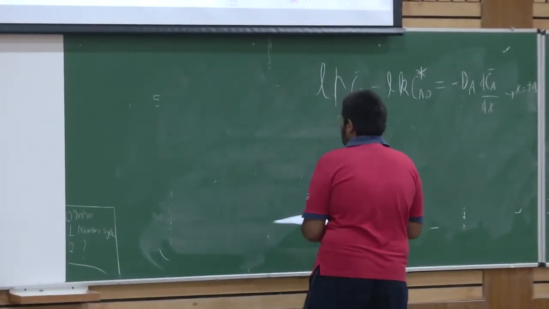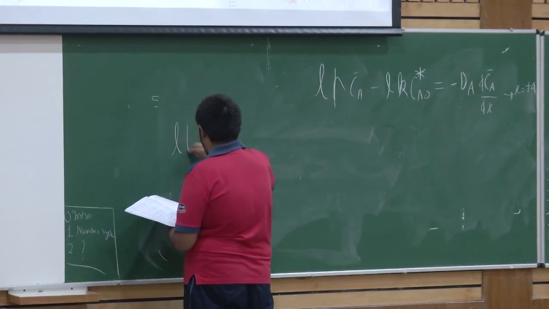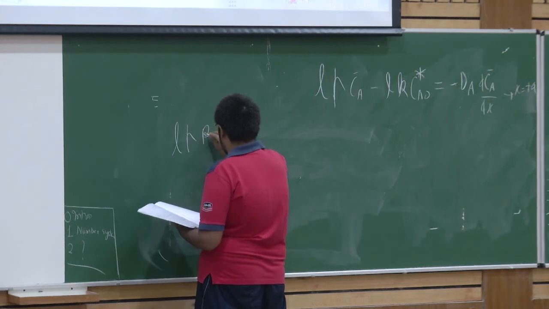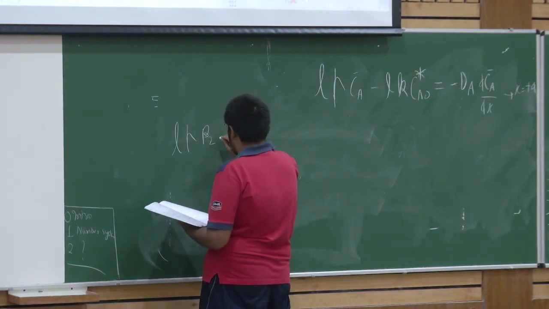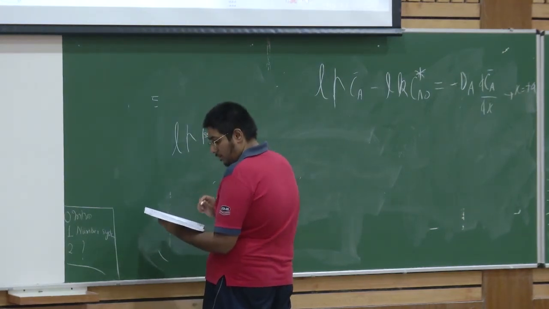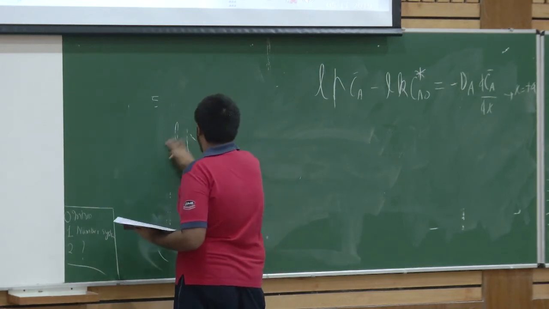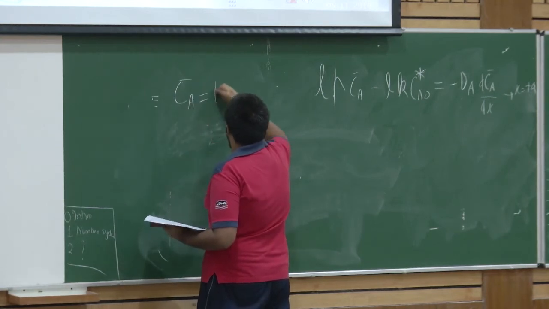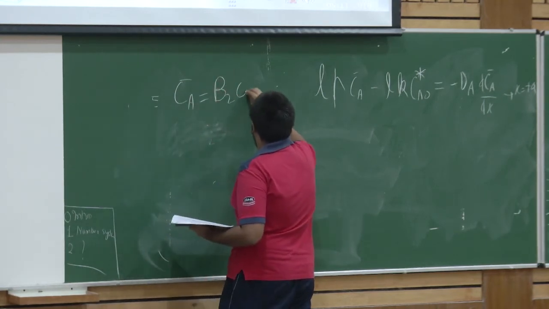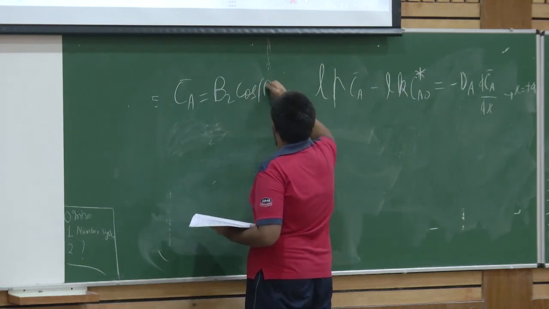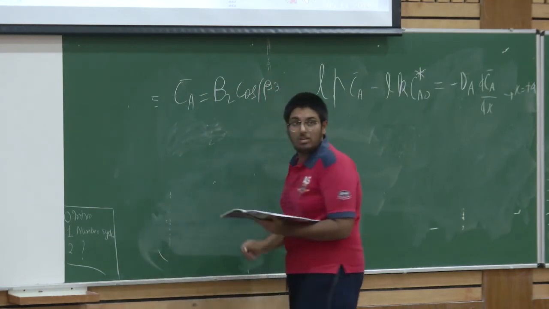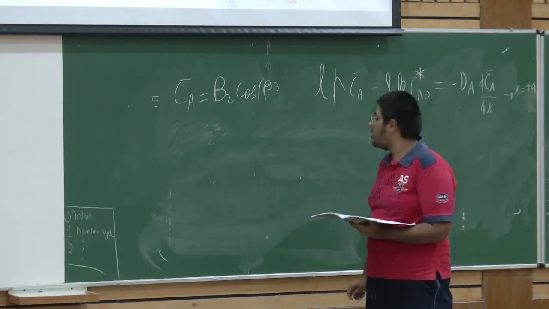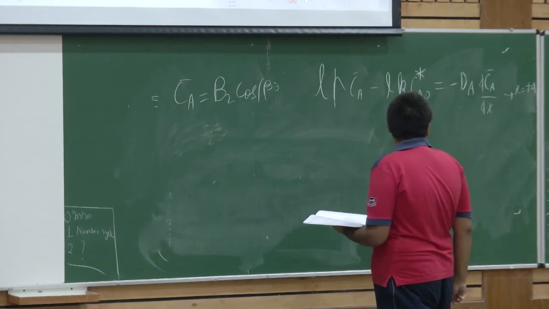So what he has written is L pCA bar minus L K CA0 star is equal to dA dCA bar by dx. Have you written something else on the right hand side in that equation, Arjun? Just minus dA dCA bar by dx at x equal to plus a. Okay. Yeah.